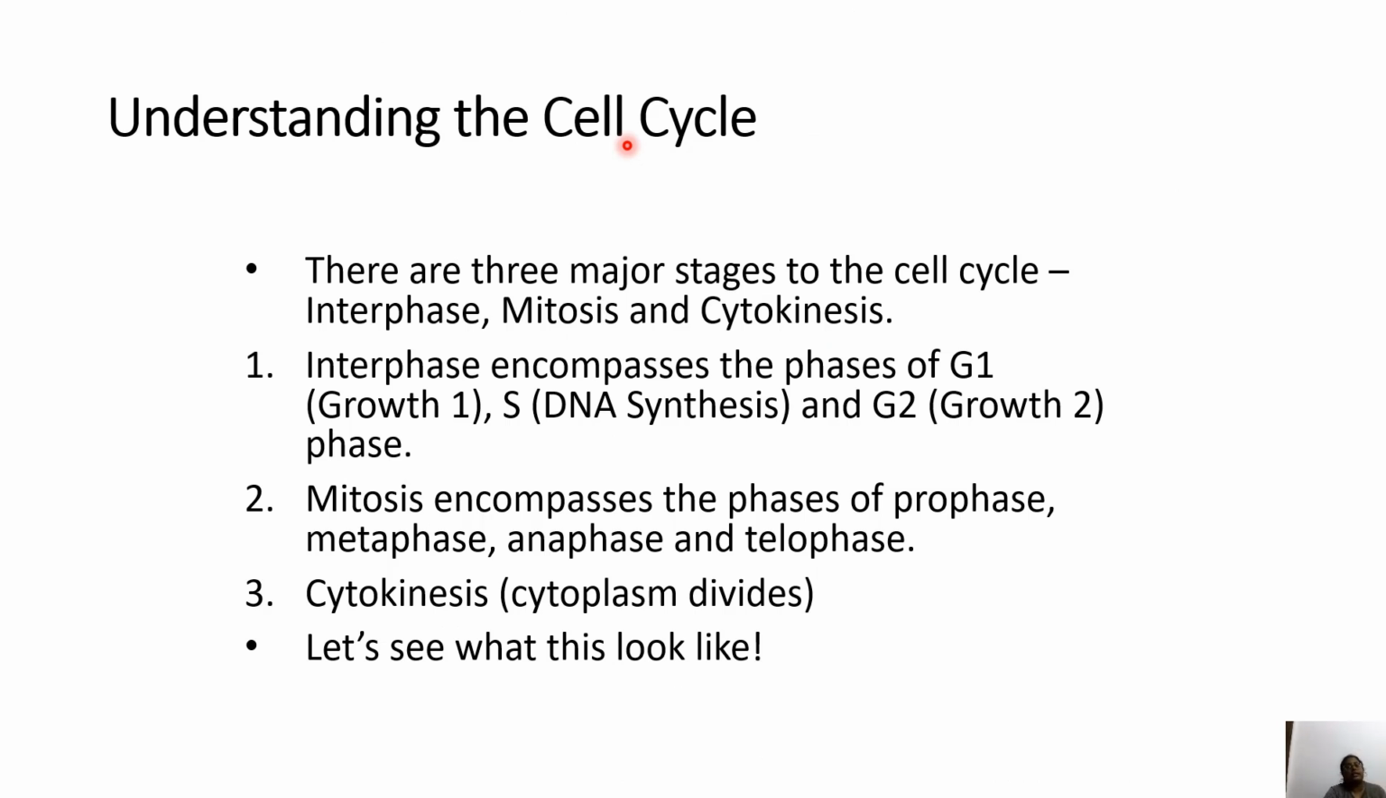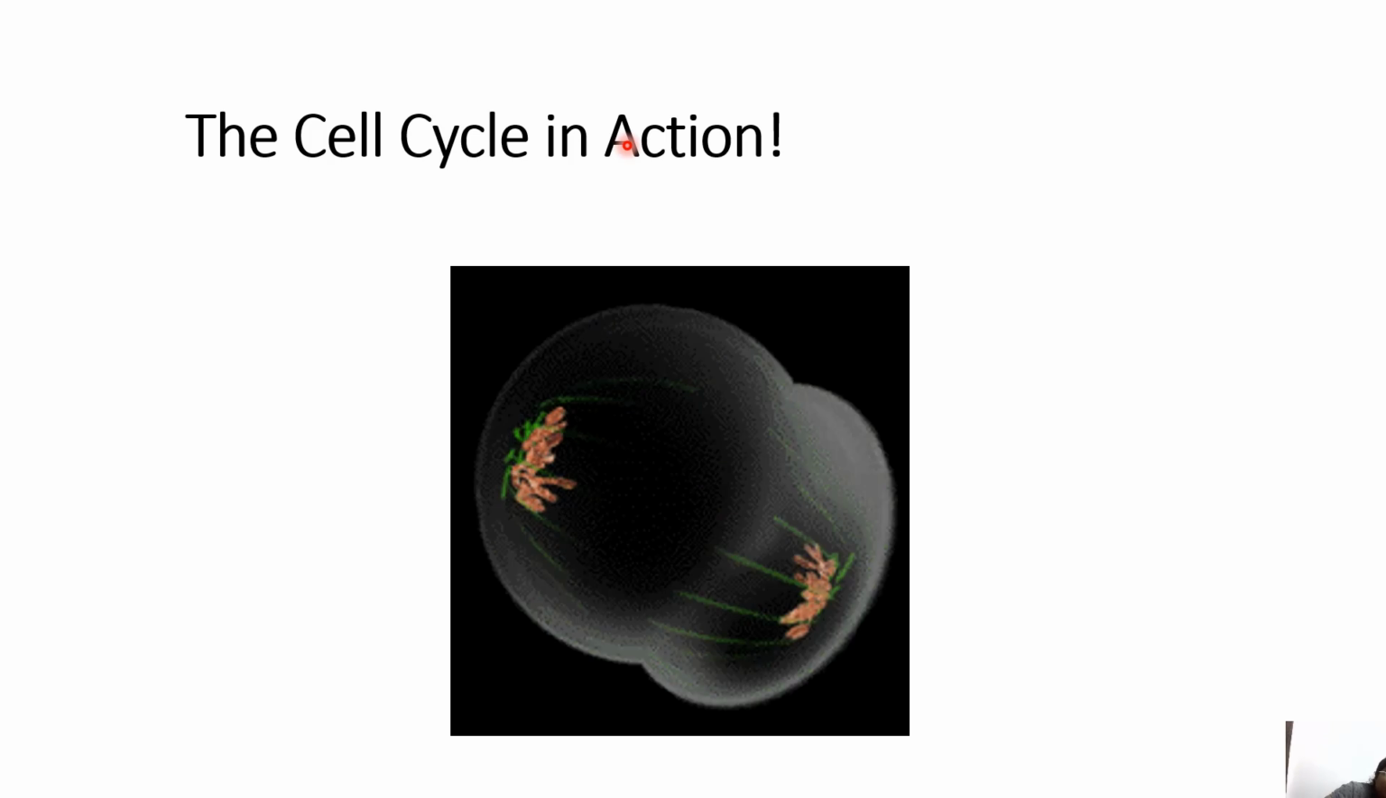So there are three major stages to the cell cycle: interphase, mitosis, and cytokinesis. Interphase encompasses the phases of G1, S, and G2. Mitosis encompasses the phases of prophase, metaphase, anaphase, and telophase. Cytokinesis is the division of cytoplasm. So you see, this is the schematic.